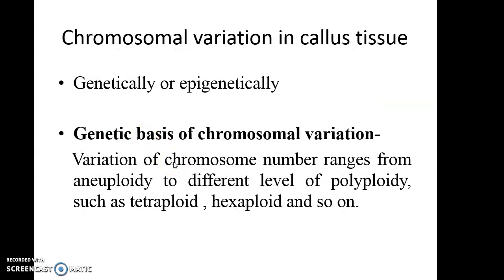Due to endoreduplication, the ploidy level of the plant cell will change, from diploid to tetraploid or hexaploid. That is the basis of chromosomal variation, and it will generate somaclonal variation in the plant.